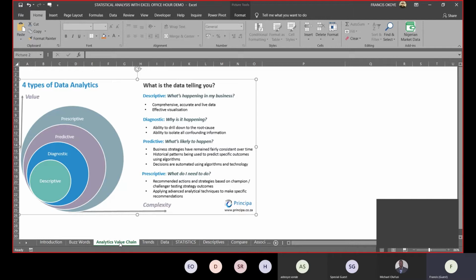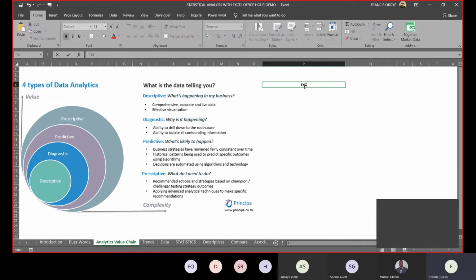So in all these analytic tools that we do, everything is still in Excel. We still have all these tools in Excel. For example, in your descriptive analytics, if you look at your data analysis tool pack, we have what they call descriptive statistics, which is in your data analysis tool pack. That's an add-in which you have to bring into Excel if it's not there.